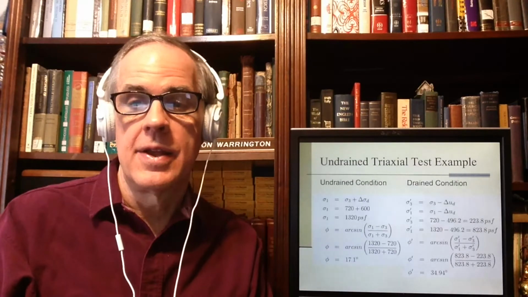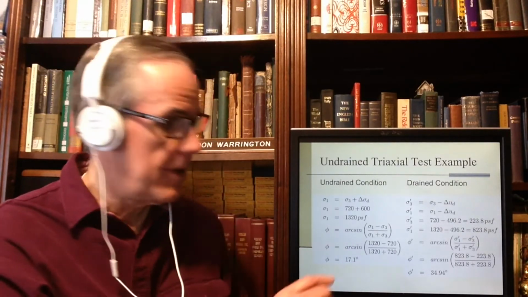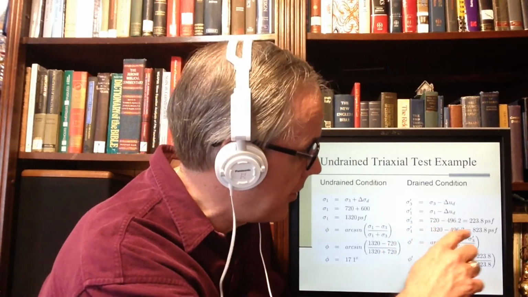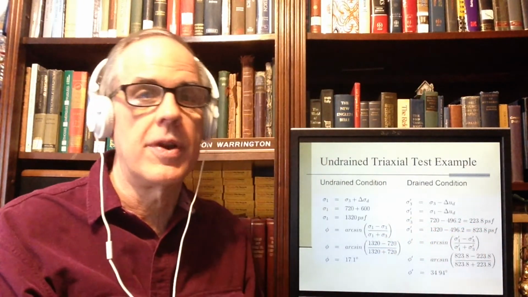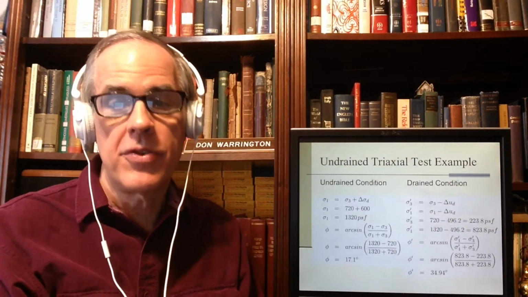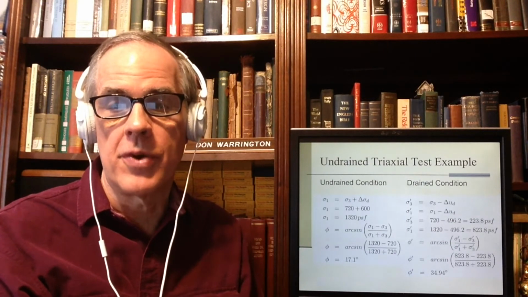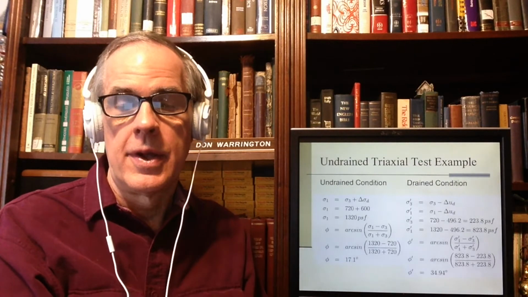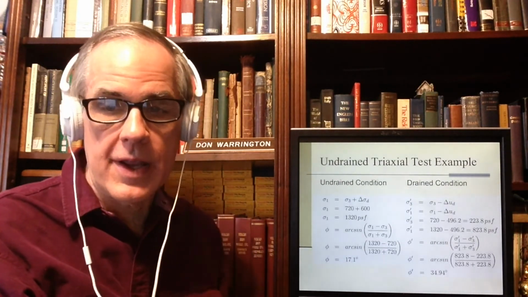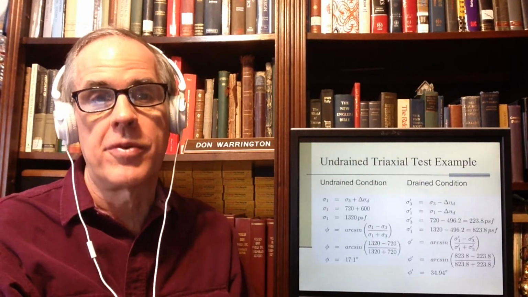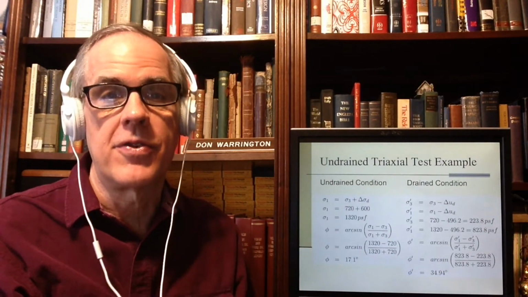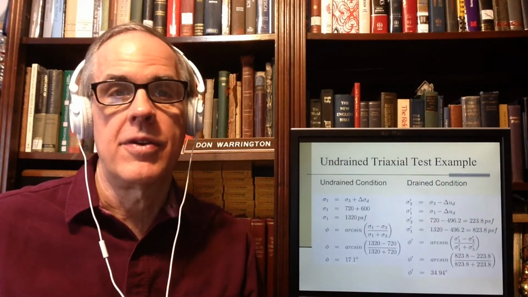So I take 7, in this case, sigma 3 prime, drained conditions, minus 496.2, which is equal to 23.8. I do the same thing for the failure stress. I take 1320 minus the same thing. I get 823.8. I substitute just as I did before, and I get 34.94, almost 35 degrees. So the drained conditions give me very different results from the undrained conditions.